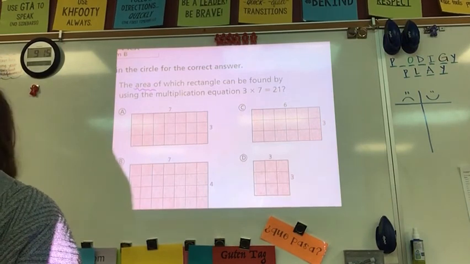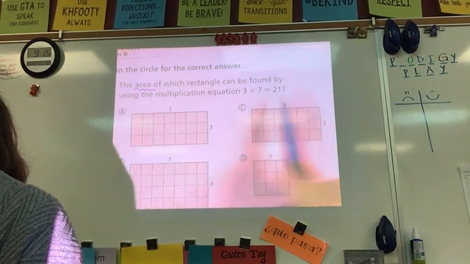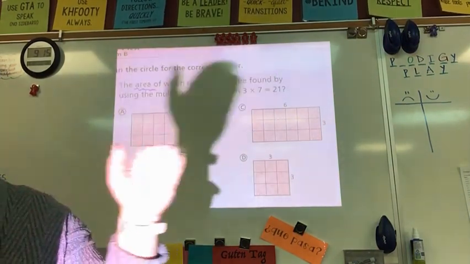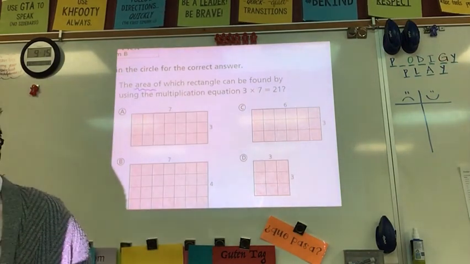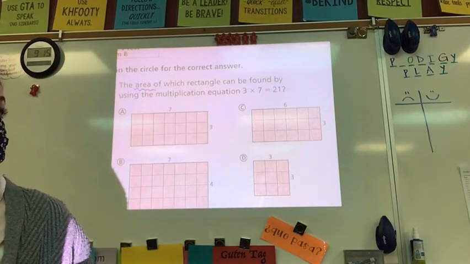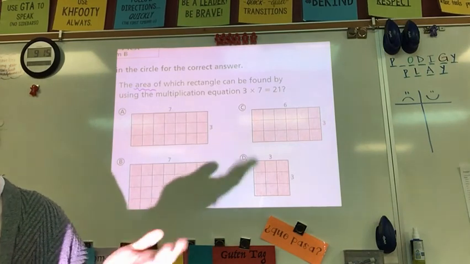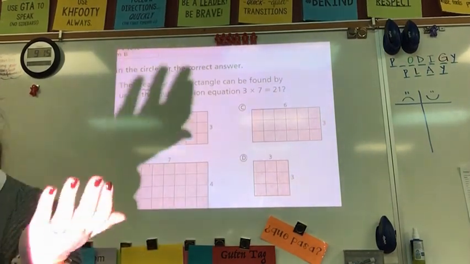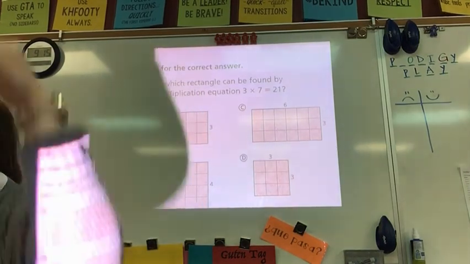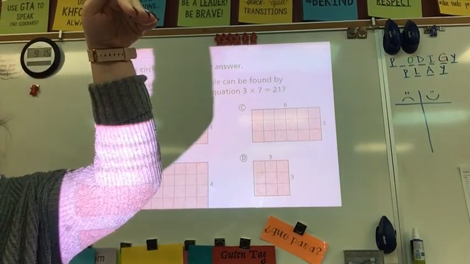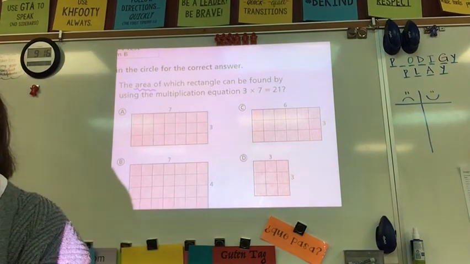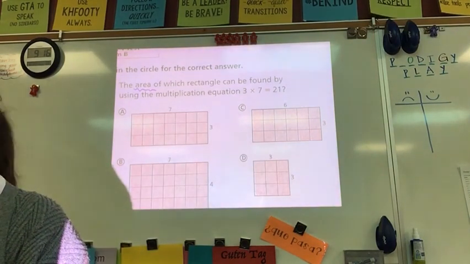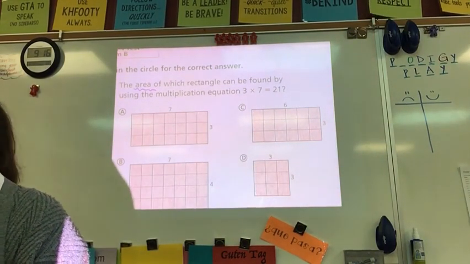Now, if we're doing 3 times 7 equals 21, what would my area model have to be, Jade? It would have to be a 3 by 7, or have 7 on top and 3 on the side, right? Would I get the same answer if it was a 7 by 3? Yeah. Do I have any of either of those for these options? Yes, so you would mark the correct one.